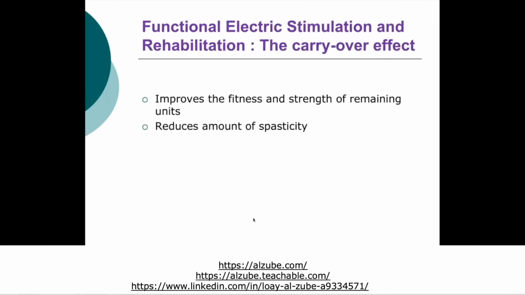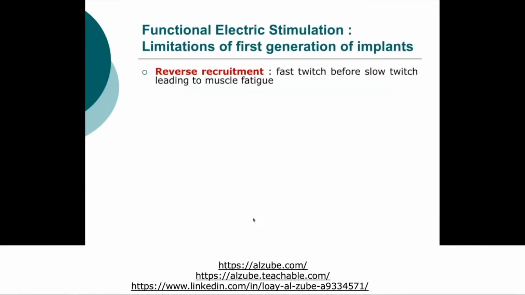The limitations of this generation, first, we have something called reverse recruitment. And what we mean by that is that we have fast twitching before slow twitching fibers that could lead to muscle fatigue. And if you recall from previous lectures, when we discussed muscles, we said that we have two types of fibers, the fast twitching and the slow twitching fibers. Each muscle fiber is one cell. So reverse recruitment, that's a problem of using functional electrical stimulation in the first generation.